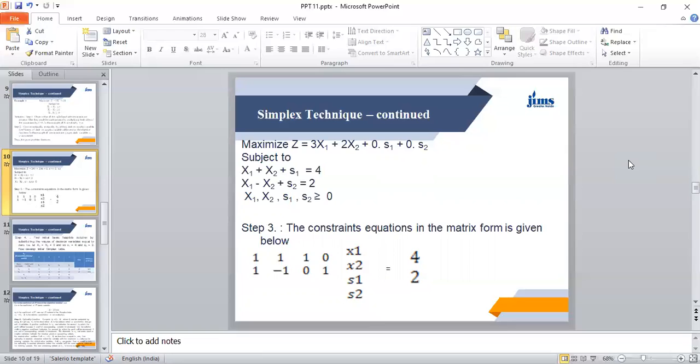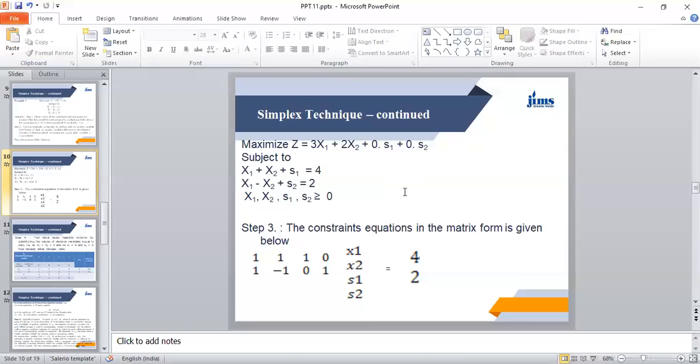So we write this in the matrix form. So we write what? Their coefficients. X1 coefficient is 1, x2 coefficient is 1 in the first row, s1 coefficient is 1, and s2 is not present here, so we write 0.